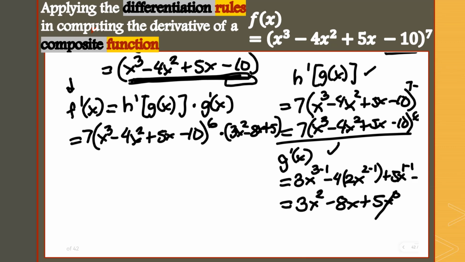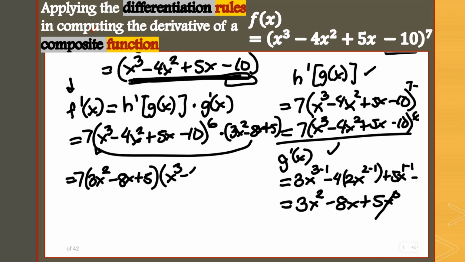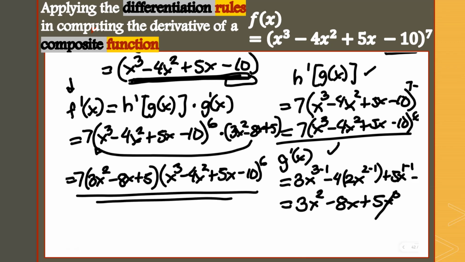Pardon for the space. Now for the final form, you can simply rearrange it. So 7 times 3x squared minus 8x plus 5 times x cubed minus 4x squared plus 5x minus 10 raised to 6. Now others would still like to multiply that. You may, if you can, but just for me, this is already okay, since I can no longer multiply whatever the result here to here because I have an exponent of 6. So better yet, stick to this as our final answer for the derivative of this given composite function.